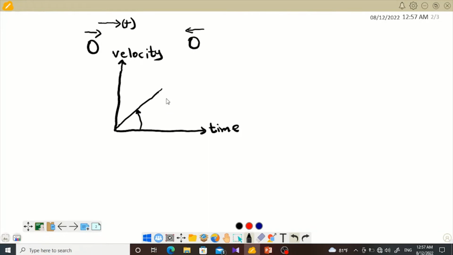And we can denote retardation with a straight line like this. This is a constant retardation. It always makes an acute angle with the negative direction of the x-axis. So we can simply identify it. And there is another straight line which denotes a constant velocity, which has no gradient.